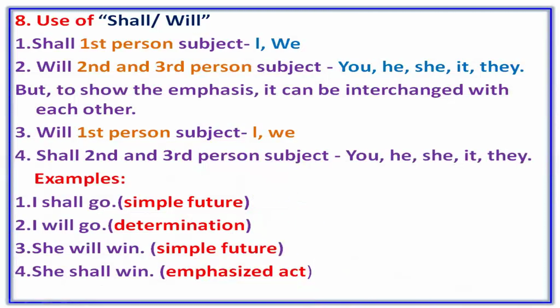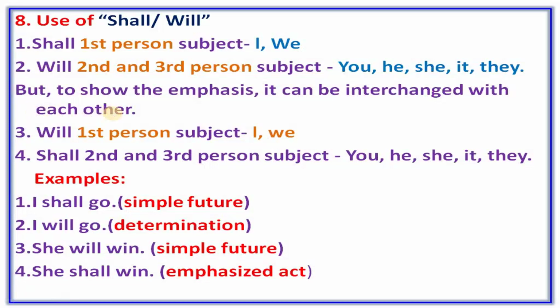Use of shall and will. When can we use shall and when can we use will, we will see. Shall is used with first person subjects I and we: we shall, I shall, like that. Or I will, we will. Will is used with second and third person subjects: you, he, she, it, they. But to show emphasis, they can be interchanged with each other.